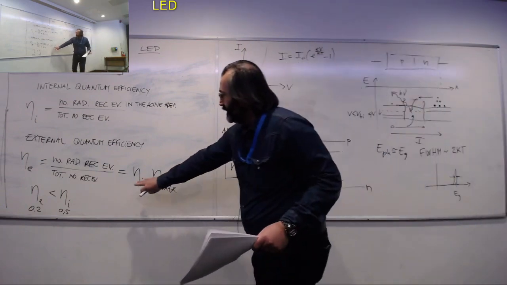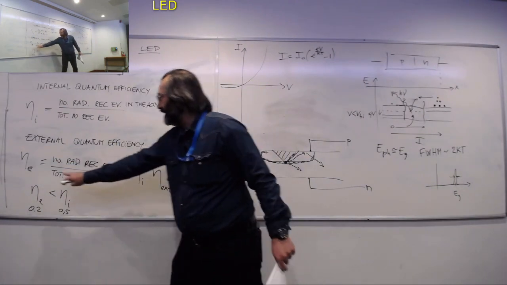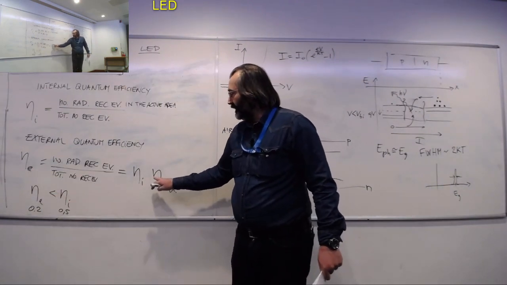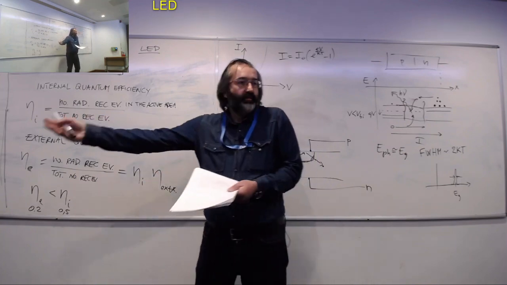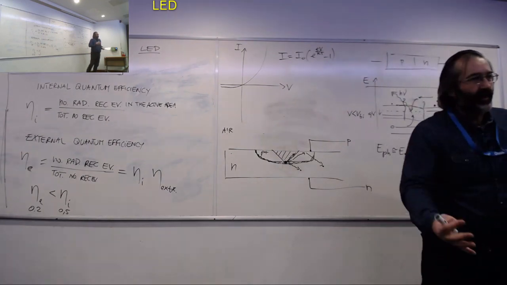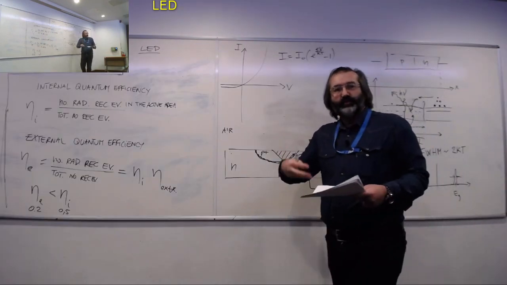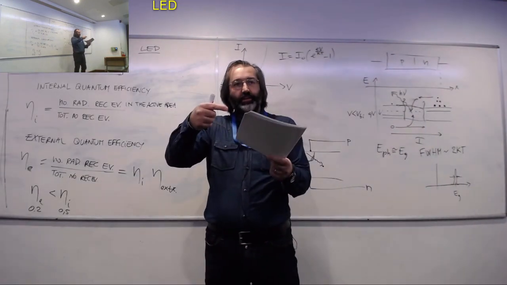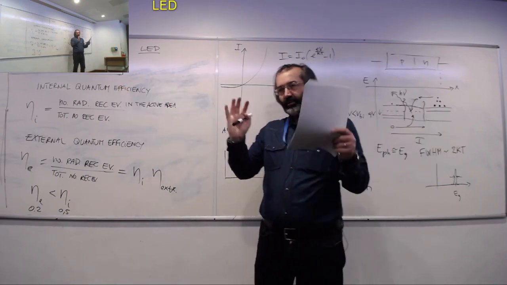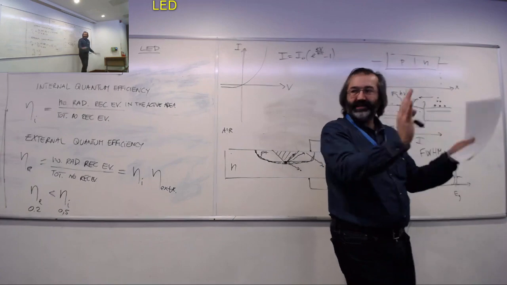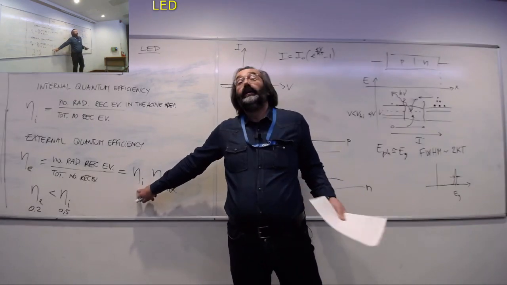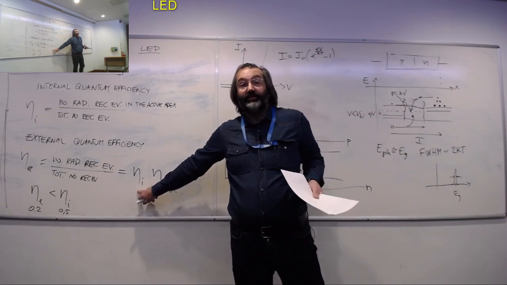Obviously, in this equation, let's say eta E equals eta I times eta extraction, eta I depends on the semiconductor. So, as we said, how good is the semiconductor? All our attempts are to make sure that recombination is mainly radiative rather than non-radiative. So there are some actions to be taken on the semiconductor to make sure that this is as high as possible. What are these actions?